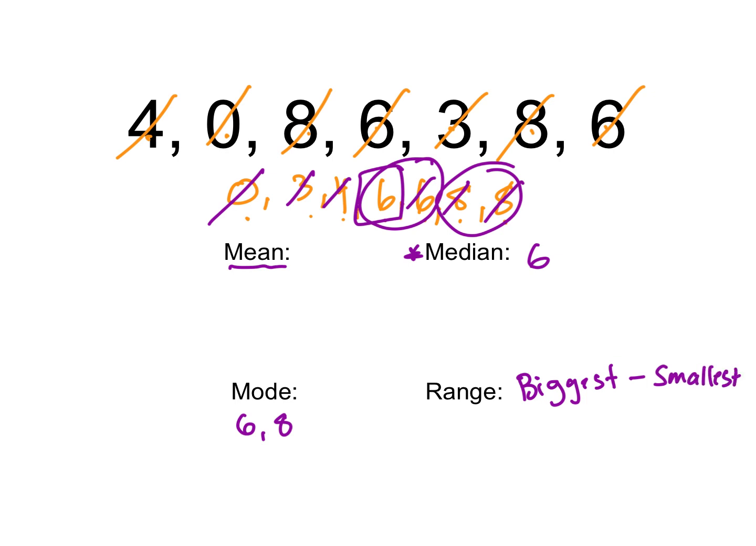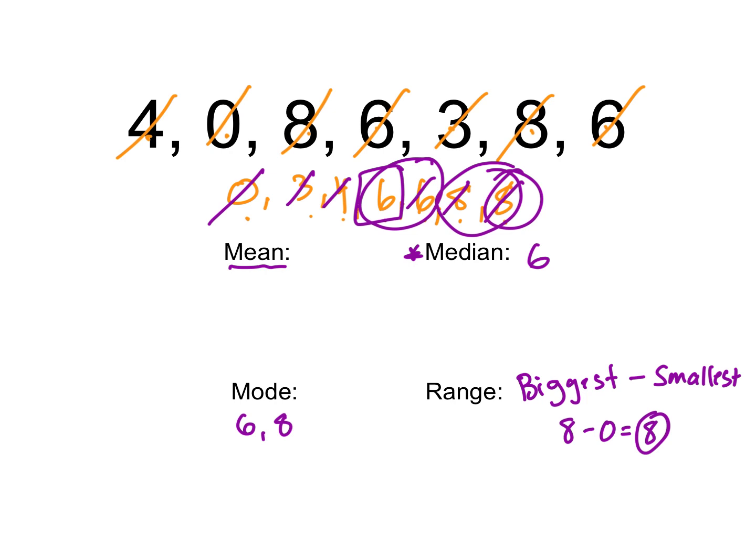The biggest number in this group is easy to find because I put them in order from least to greatest. I have 8 as my biggest number, and my smallest number is 0. So the range is 8 minus 0, which is 8. All right, let's do the mean. The mean is the hardest one.